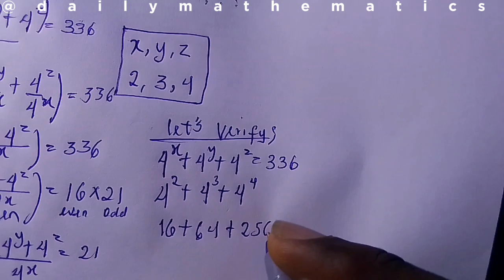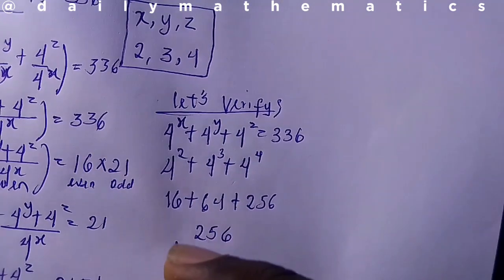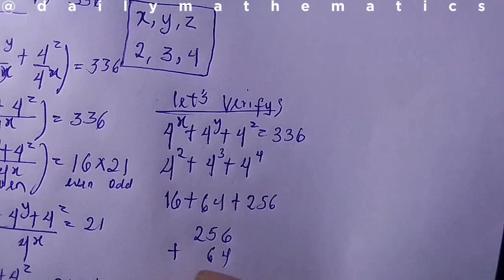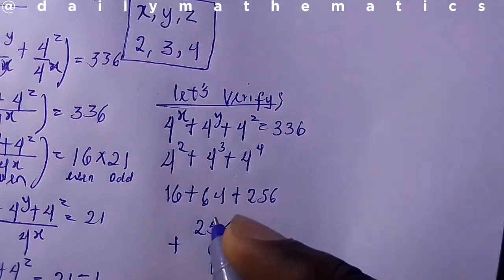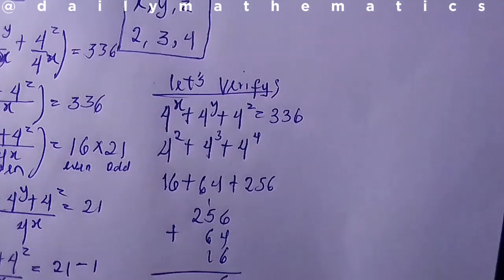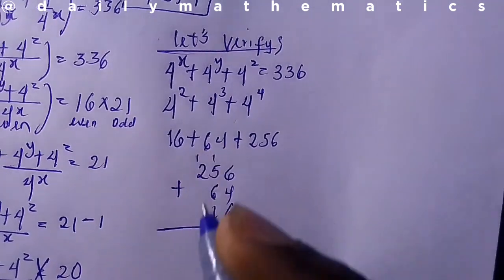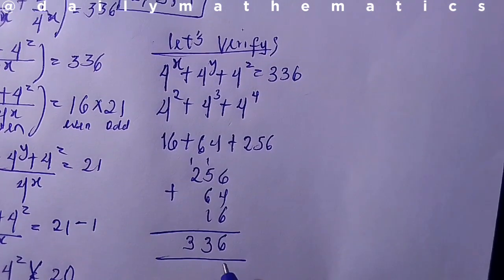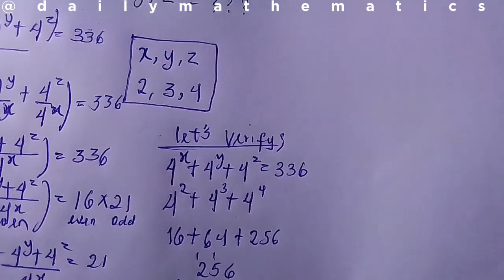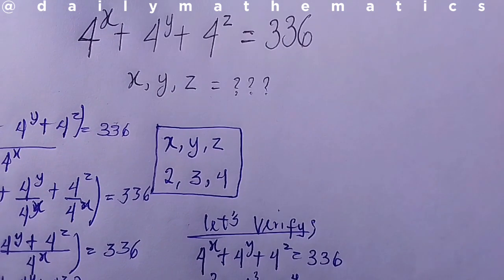That's 256. Now, if we add it together, 256 plus 64 plus 16 equals 336. So it's giving us 336, which makes our answer correct for this equation. This brings us to the end of this equation.